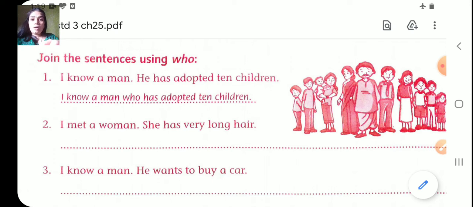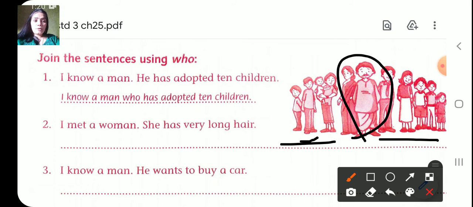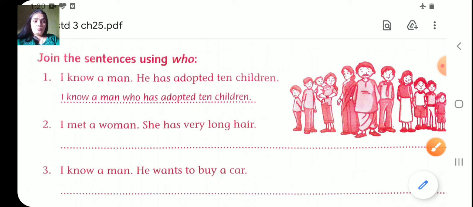I know a man. He has adopted 10 children. Adopted means the children who don't have their father and mother, their parents. So he has adopted. He has made his own children. So this man, he has adopted 10 children. Okay. Now, how will you join?